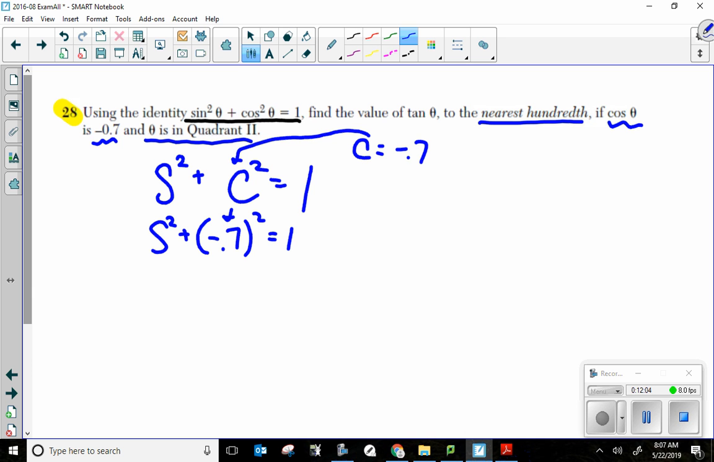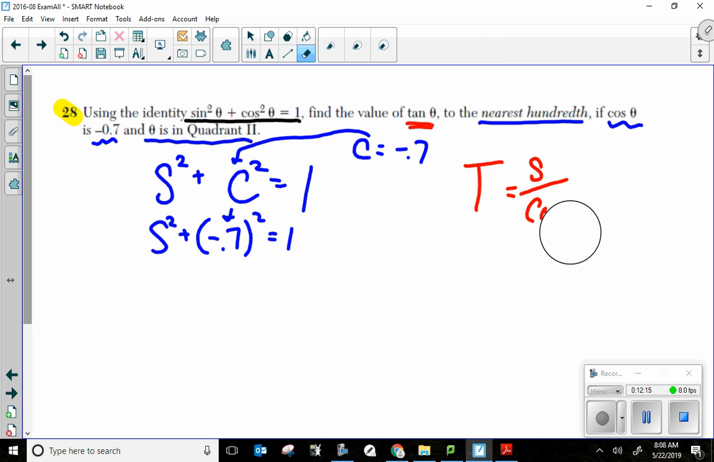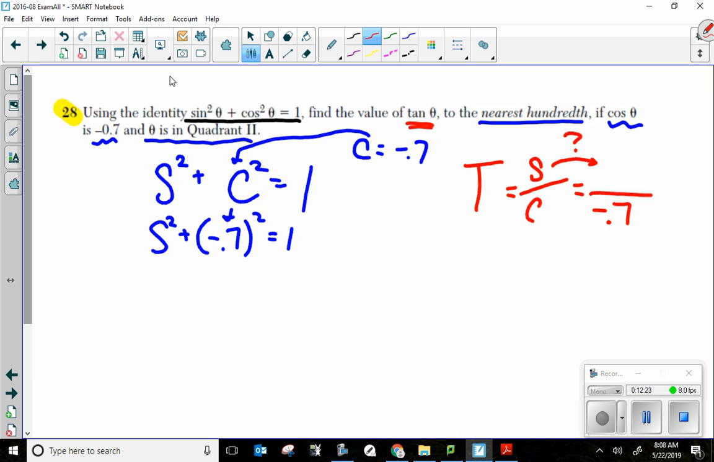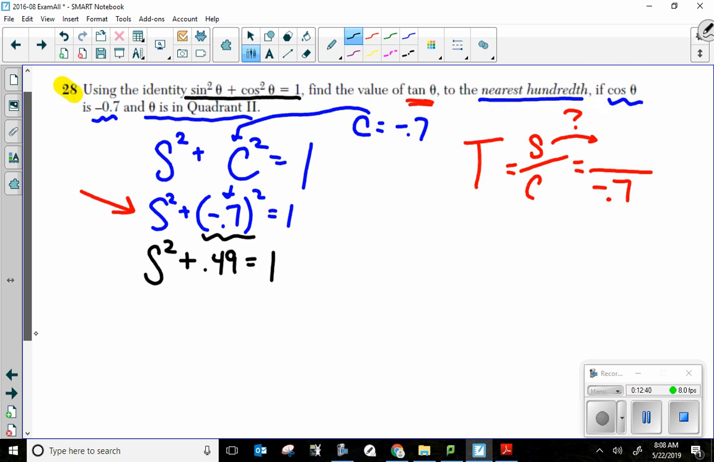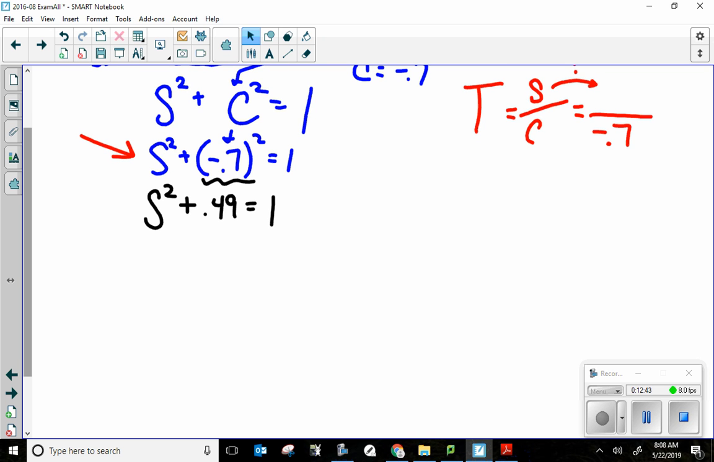Now, keep in mind, ultimately, they're asking me to find tangent. Tangent is equal to sine over cosine. S over C. So I have cosine, -0.7. I just need to find sine. And that's what this is going to help me do right here. So here we go. I've got sine squared plus, if I square this, I get 0.49 equals 1. Let's solve for S like it's just a normal variable, shall we?